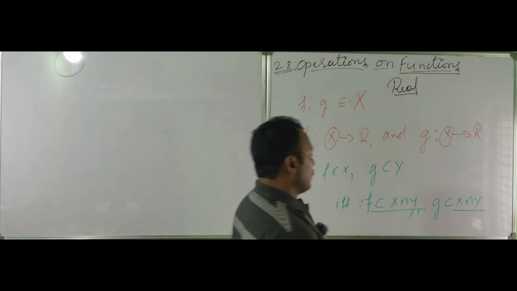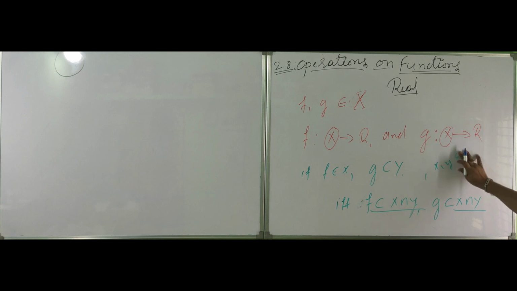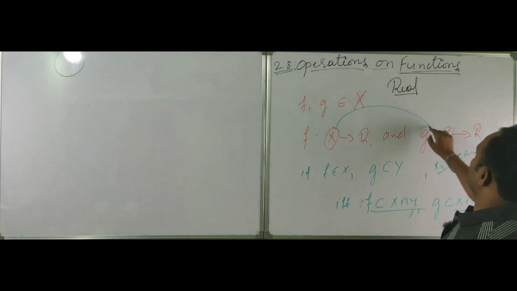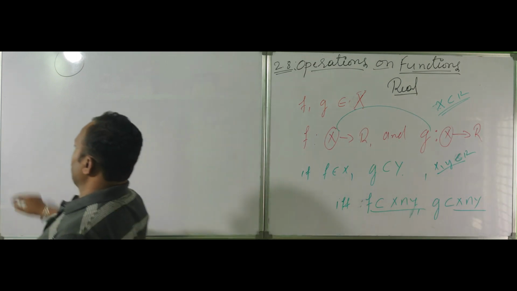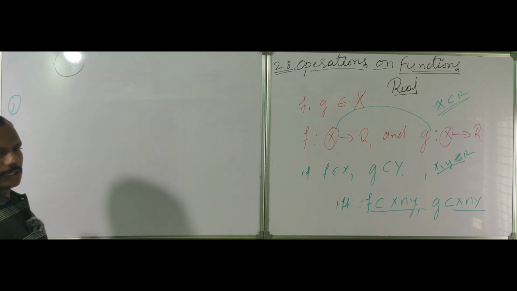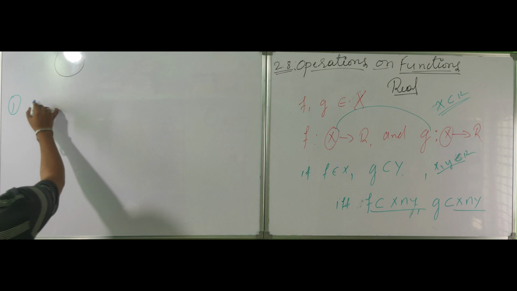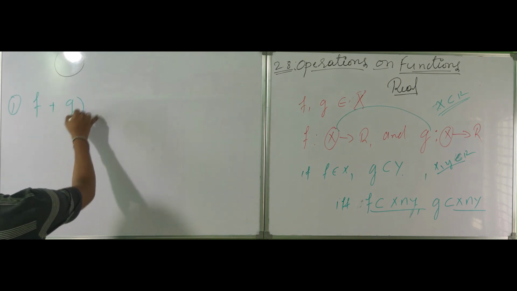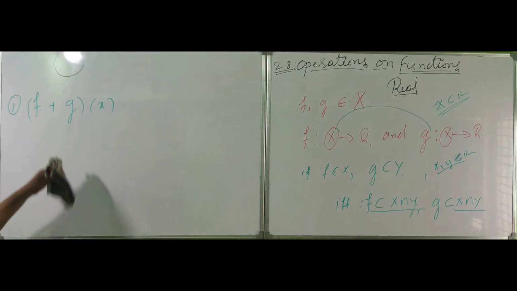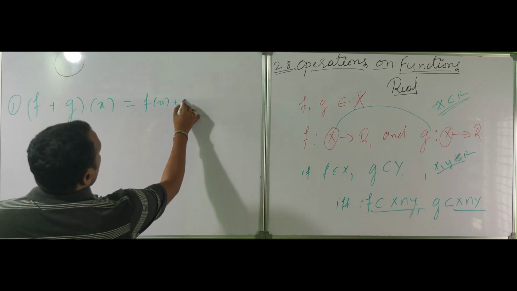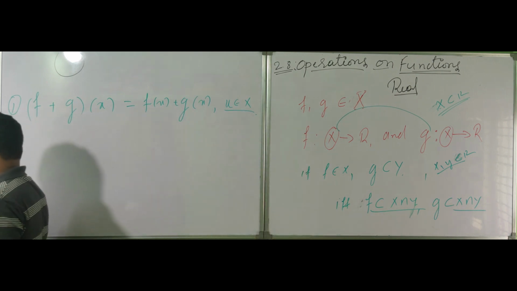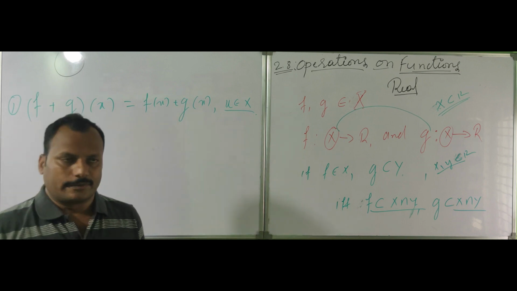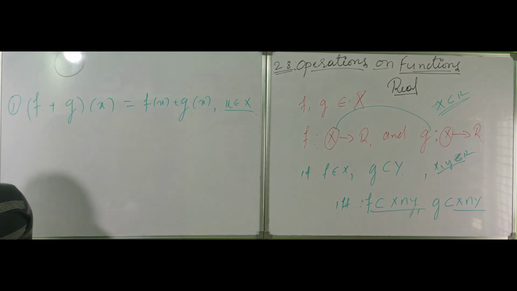First one is here. I can add both; here x and y are subsets of R, and for this condition x is a subset of R. By this condition, let's see the first function. First formula: f plus g of x is equal to f of x plus g of x for all x belongs to X. This is called the sum function.